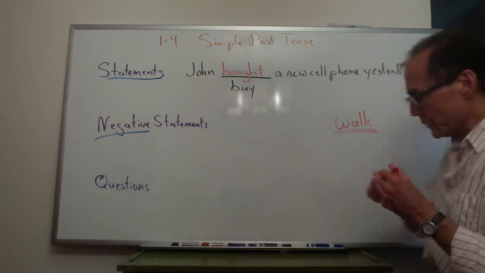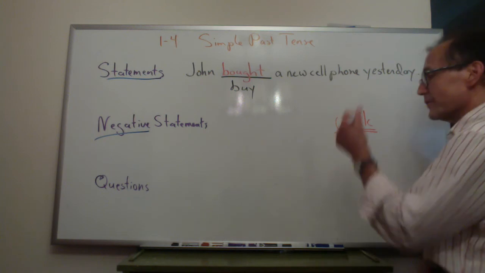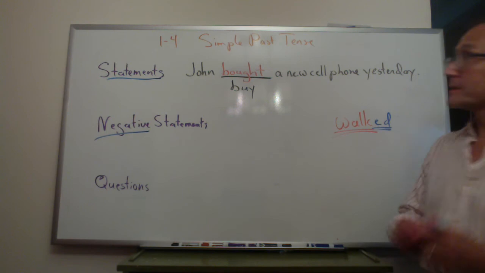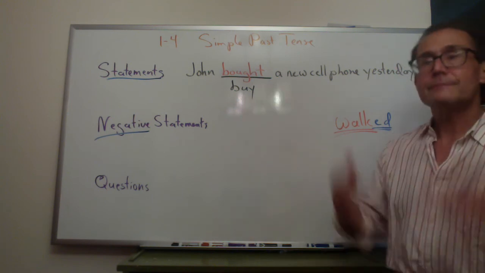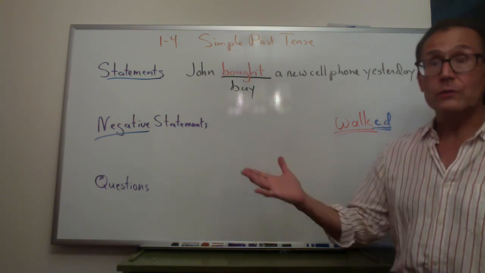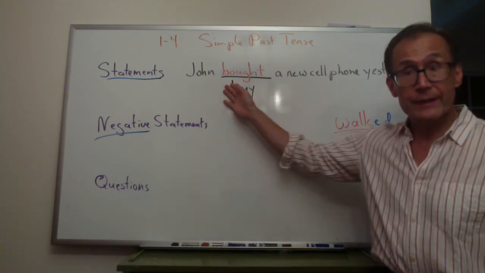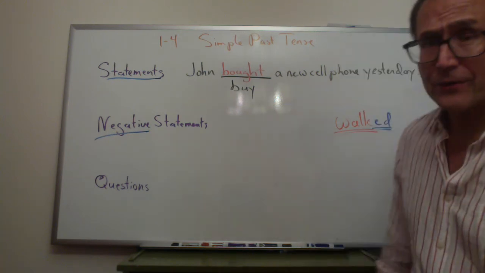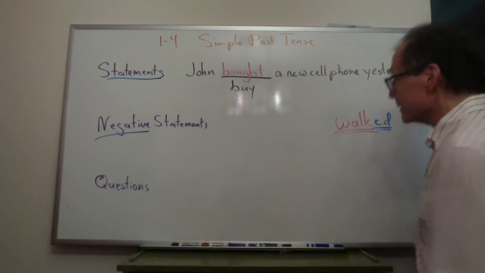Most verbs, like the verb walk, make their past in English by adding ed. But some verbs, like buy, do not use ed. They use something different. Here, buy uses bought. Some bad news. There's no rule to tell you which verbs use ed and which verbs are irregular. You just have to memorize them, and it's part of learning the language. I apologize for English because we have so many irregular verbs.